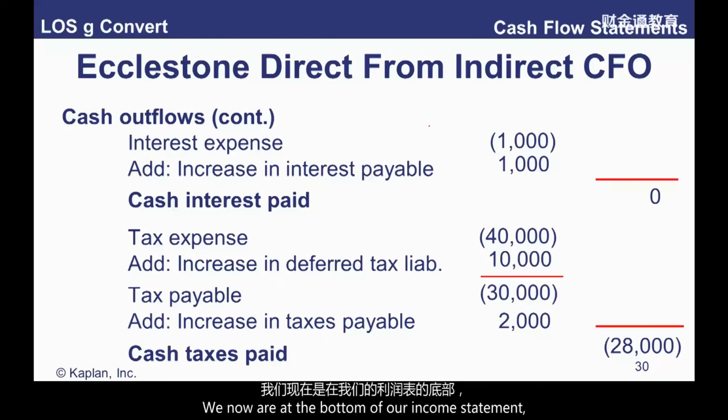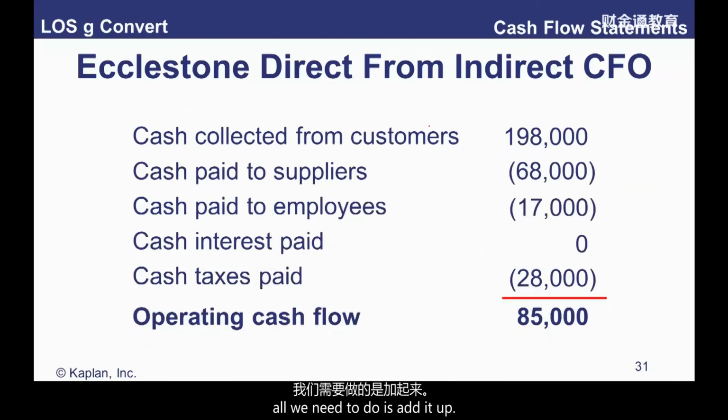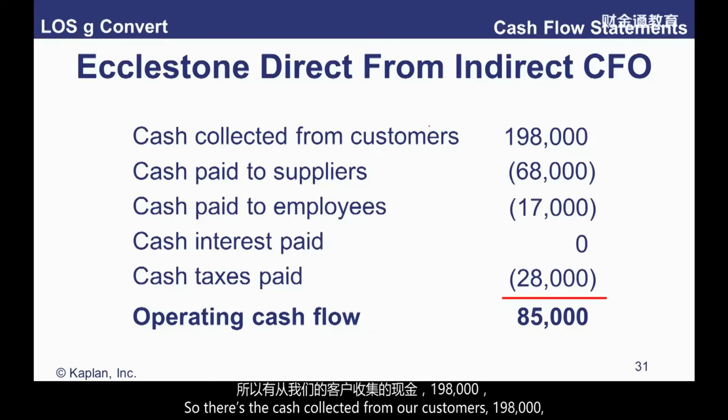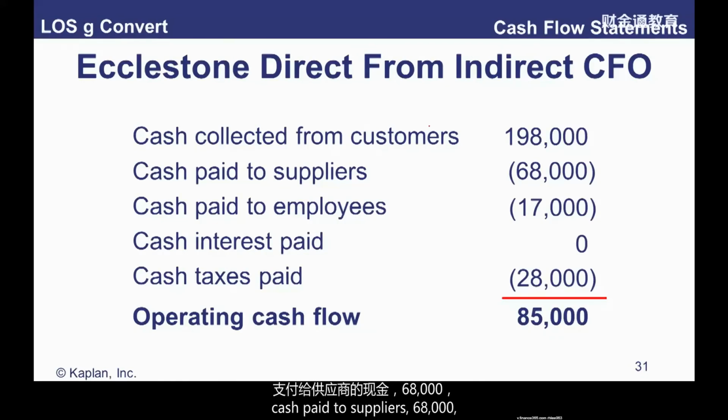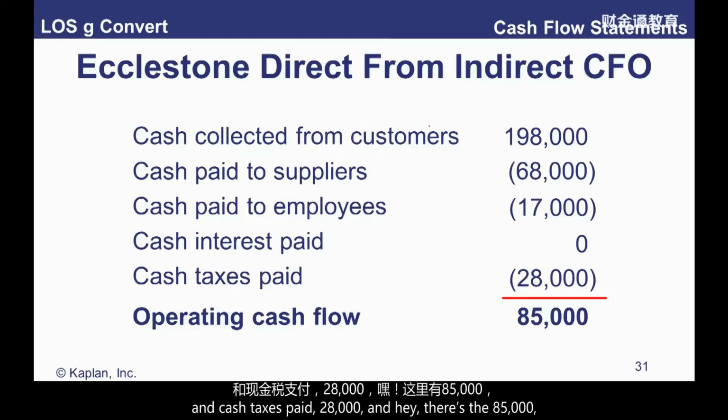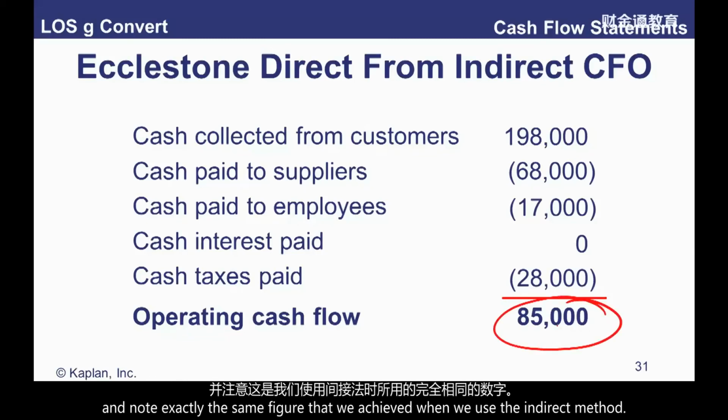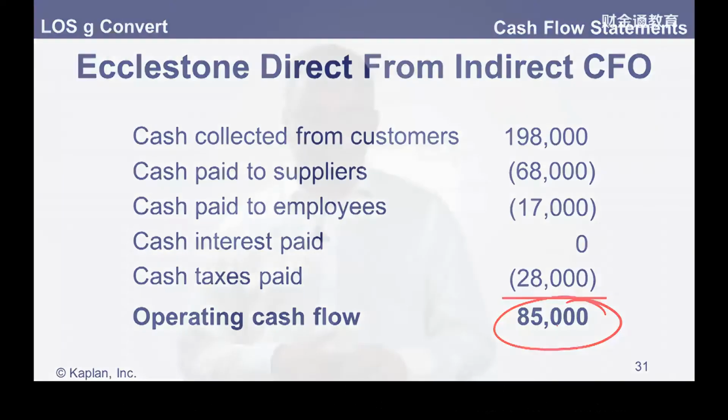We're now at the bottom of our income statement. All we need to do is add it up. So there's the cash collected from our customers, 198,000, cash paid to suppliers, 68,000, cash paid to employees, 17, cash interest paid, nothing, cash taxes paid, 28, and hey, there's the 85,000. Note, exactly the same figure that we achieved when we used the indirect method.